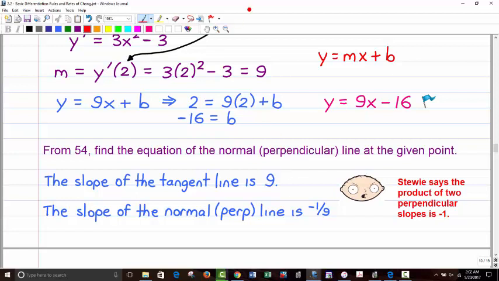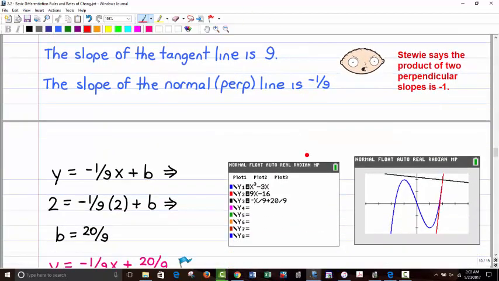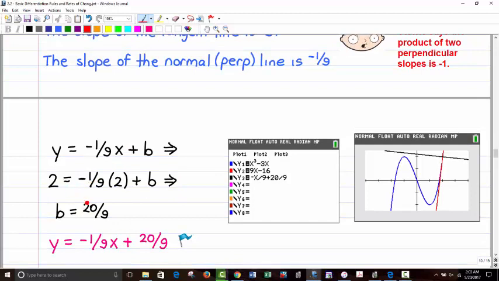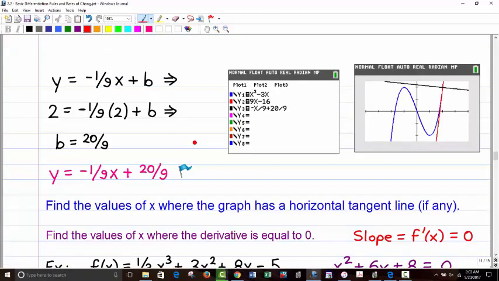Then we take that information and we go to y equals mx plus b. Now you have a new slope and you just put in the x and the y, put in the 2, put in the 2, and you get 20 over 9. And that's your new b. So the equation of the normal line would be -1/9 x plus 20 over 9.